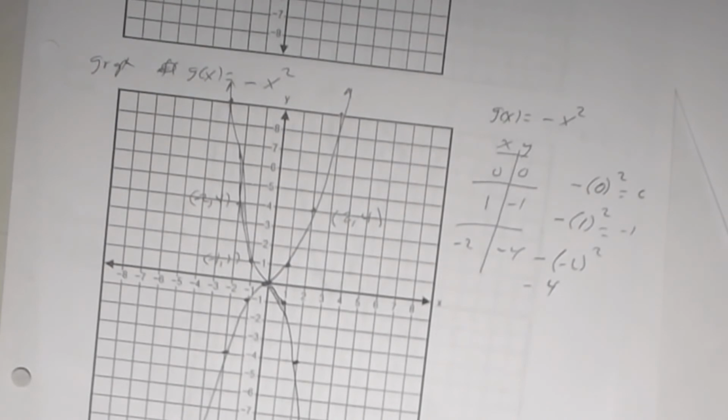All right, so for x squared, you know what the parent function looks like, right? You know what a vertical shift looks like for x squared and a horizontal shift, correct? All right.